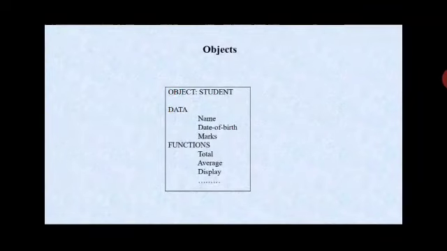For example, student object. What are all the data? Name, date of birth, marks. Functions: total, average, display. What are all the variables we needed? In C language we need to think like that. What are all the calculations? Total, average. Like the same, here we have to think: data and functions.